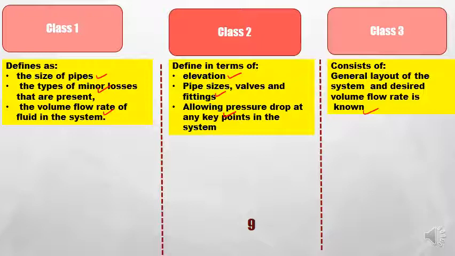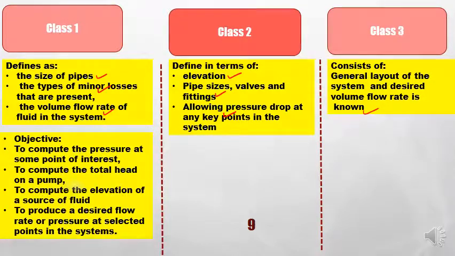Okay, so what is the objective for class 1, or usually what are you asked to do in class 1? In class 1, maybe you'll be asked to determine the pressure at any point of interest, maybe point 1 or point 2, depending on the question. And maybe you'll be asked to calculate the total head of the pump, or calculate the elevation of a source fluid, or produce a desired flow rate or pressure at a selected point in a system.